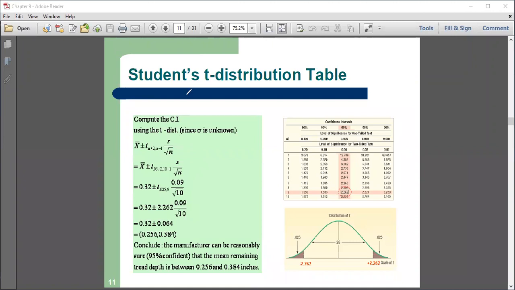So since sigma is unknown, the sample standard deviation was given, but the population standard deviation is unknown. So we are going to find out what the t values are, because if sigma were known, we would use the z value. So let's see how we will compute the t value.